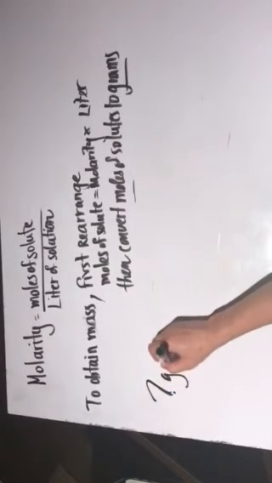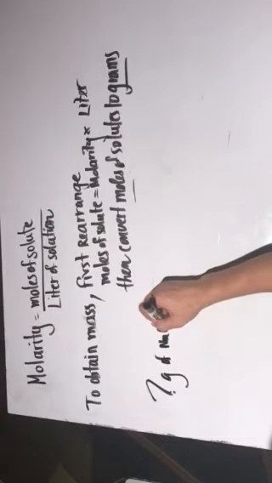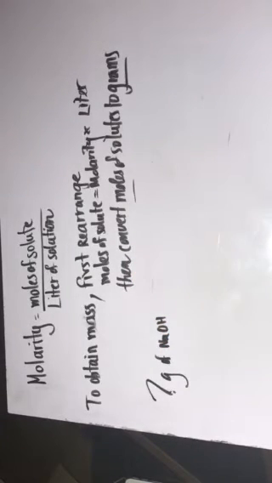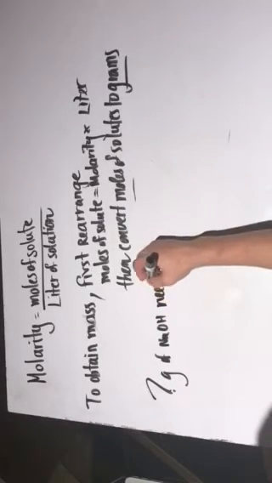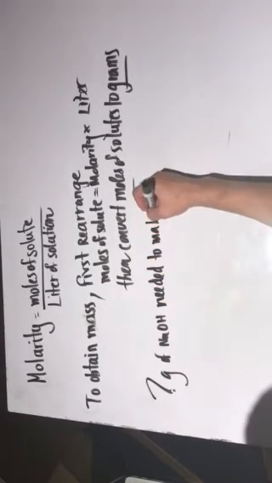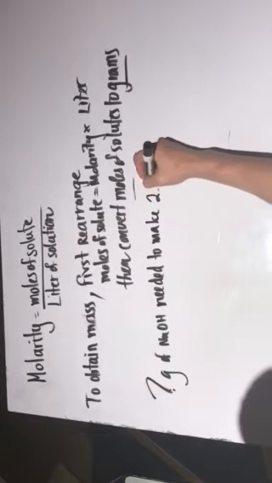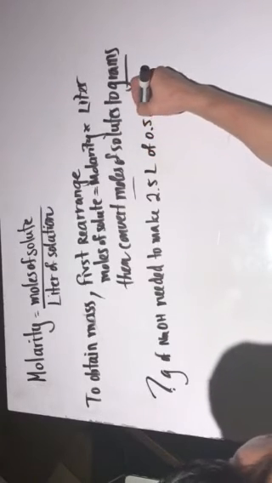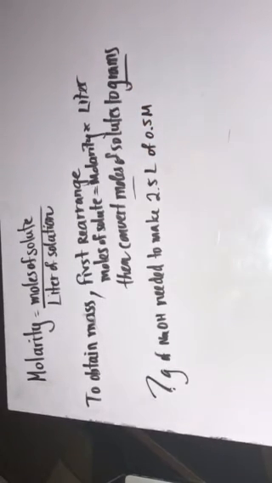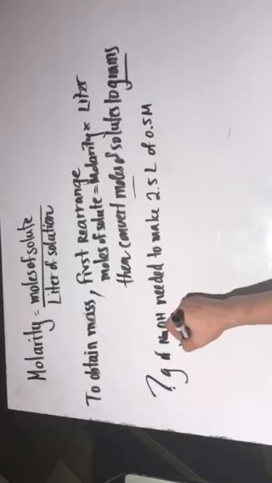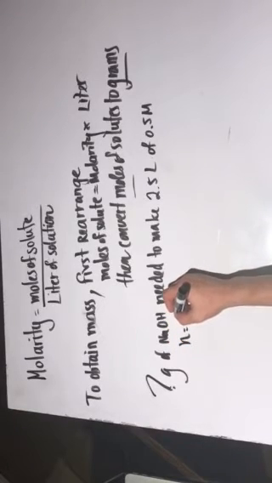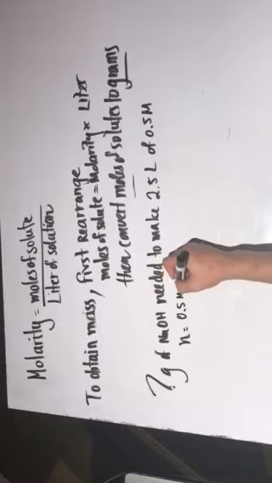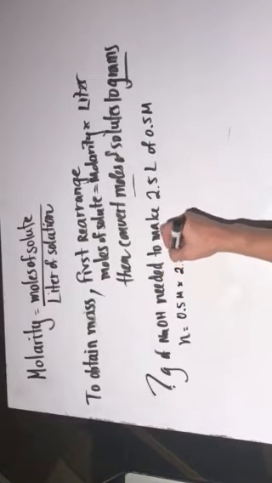So we're trying to figure out how many grams of sodium hydroxide are needed to make 2.5 liters of 0.5 molarity. First we have to rearrange the equation. So moles is equal to the molarity, which is 0.5 molar, times the volume, which is 2.5 liters.